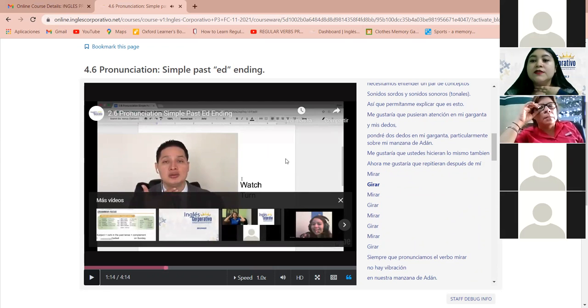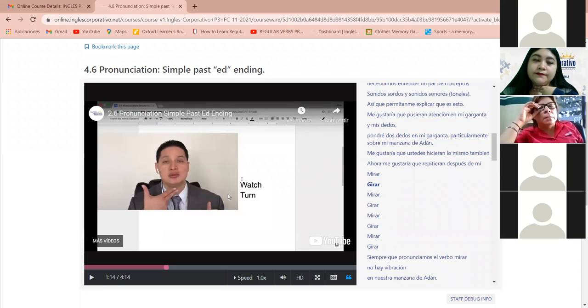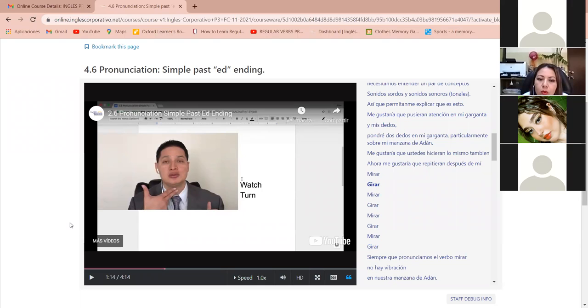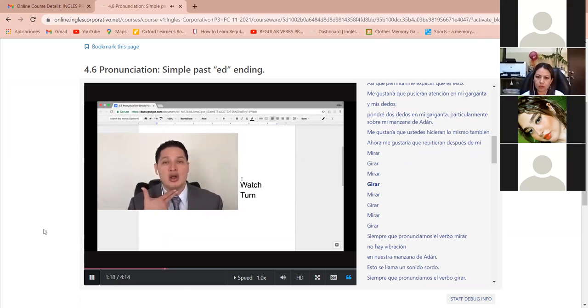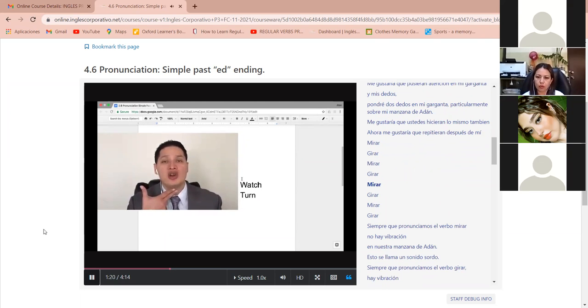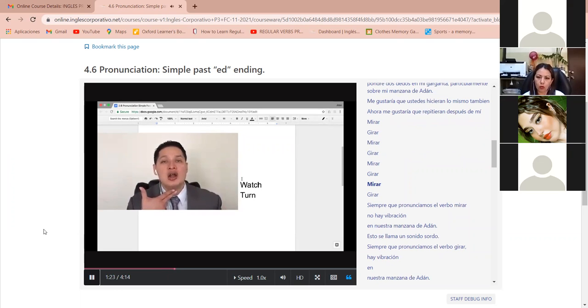Now, let's take this into consideration. If you do this action, right, putting your fingers over here, with these normal verbs, or instead with these verbs in simple present, you won't feel any vibration, right? For example, watch. Watch. You don't feel a vibration. Exactly. Turn. Maybe you feel a sort of vibration, but it's not completely. Let's pay attention why. Watch, turn.